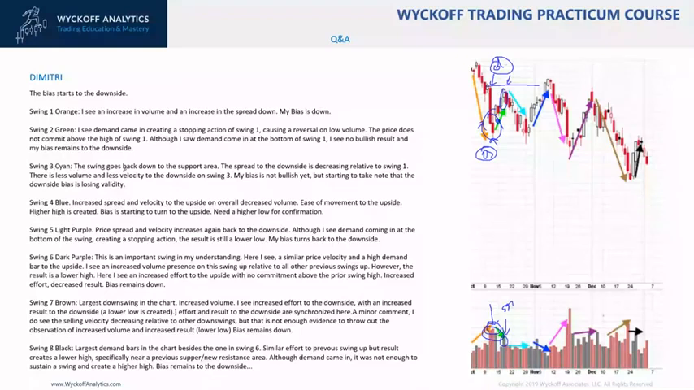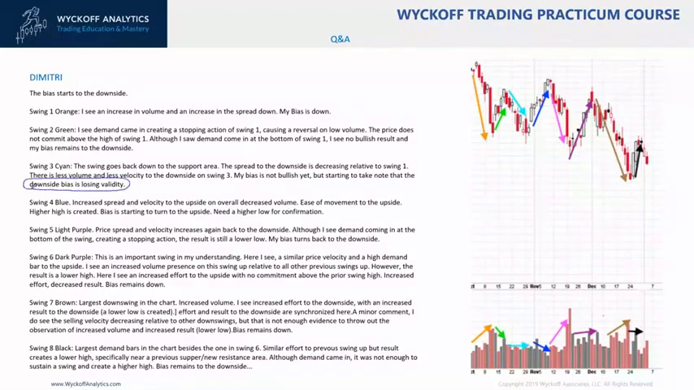In cyan, the swing goes down back to the support area. The spread to the downside is decreasing relative to swing number one. There is less volume and less velocity to the downside on swing number three. My bias is not bullish yet, but starting to take note that the downside bias is losing validity. That is not true.